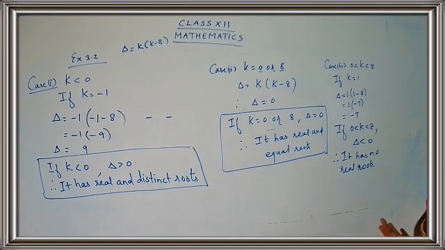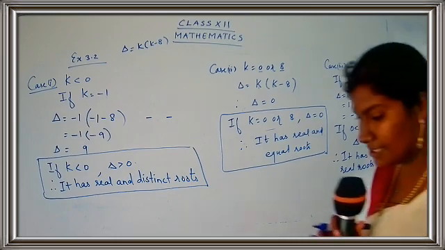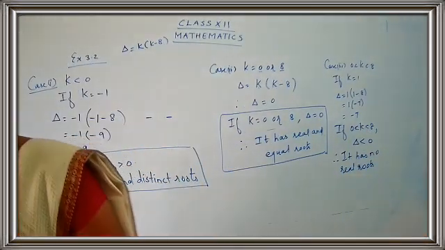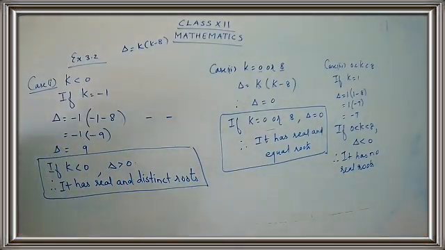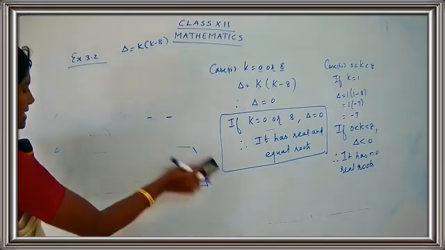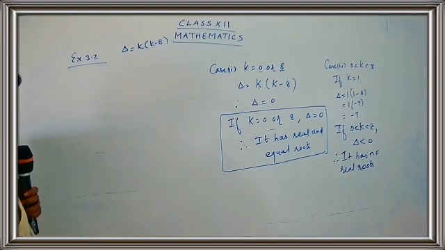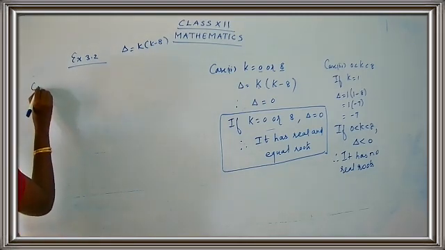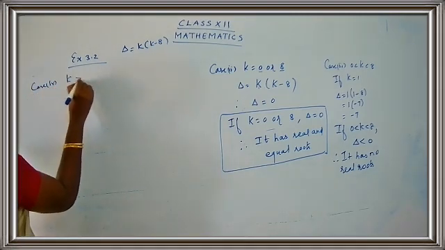Okay, children. So we have taken k less than 0. We have taken k is equal to 0 or 8. Then we have taken the area between 0 and 8. Now we have to go for the last case. What is the last case? K is greater than 8. Let's go for the last case. K is greater than 8. So case 4, k greater than 8.